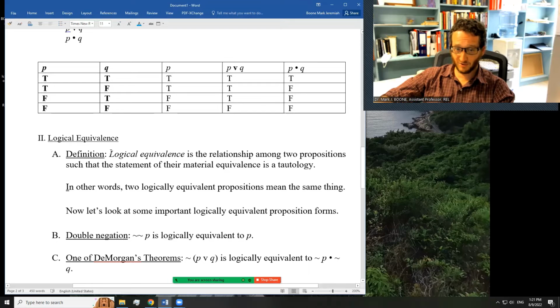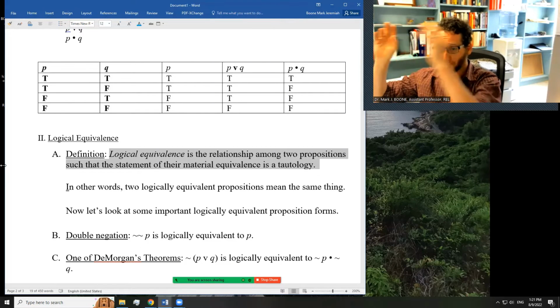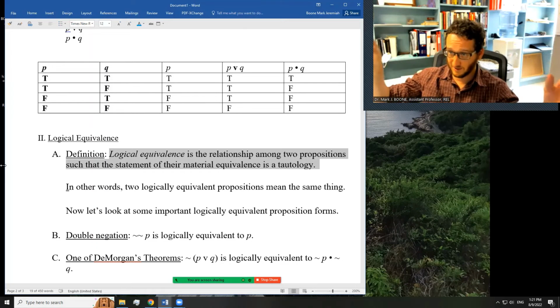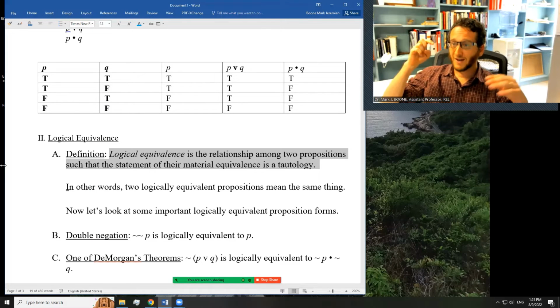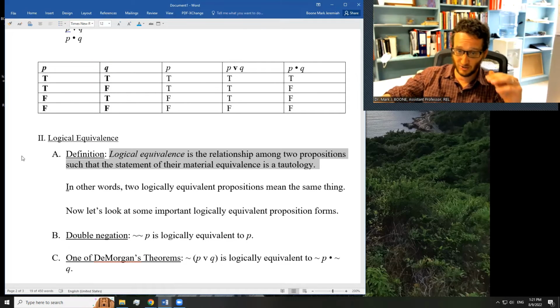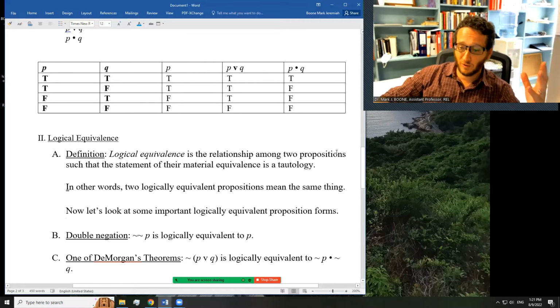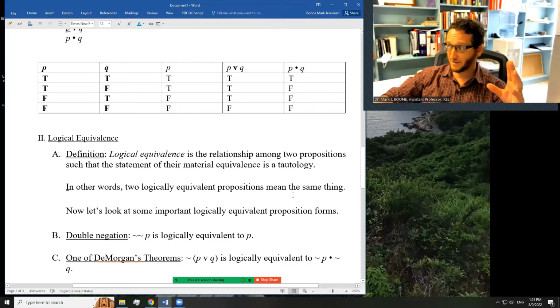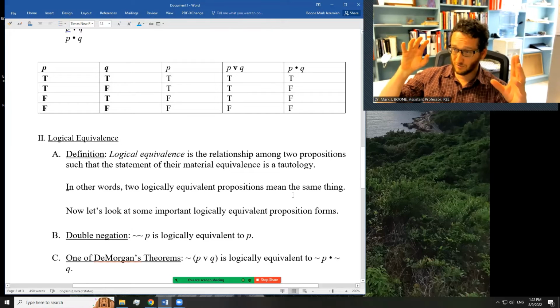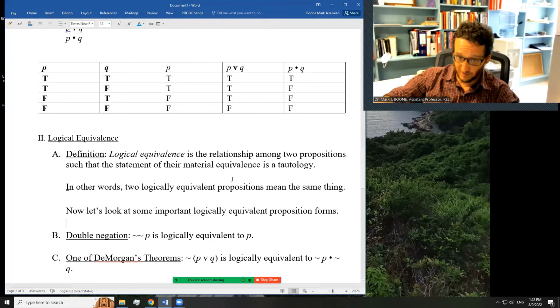So let me try to say this in a third way. Logical equivalence is the relationship among two propositions such that if you say one and then say if and only if and then say the other one, the whole thing is going to be a tautology. It can't not be true. In other words, they're always true at the same time or they're always false at the same time. That is logical equivalence. Or maybe we should say it this way. Two propositions are logically equivalent if their patterns are such that if one's true, the other's true, and if one's false, the other's false, and vice versa.